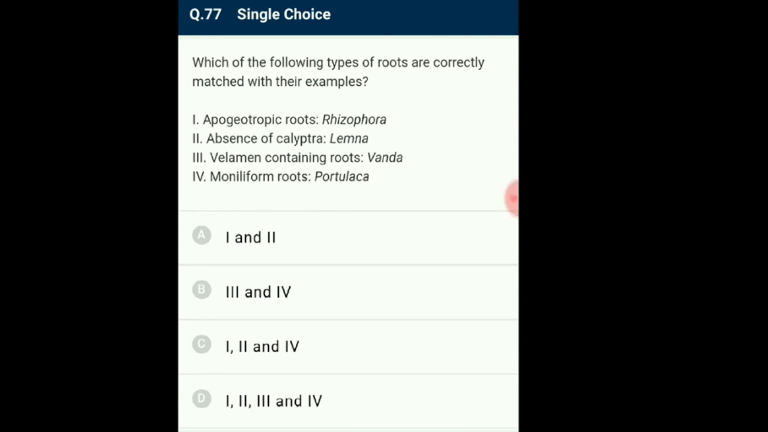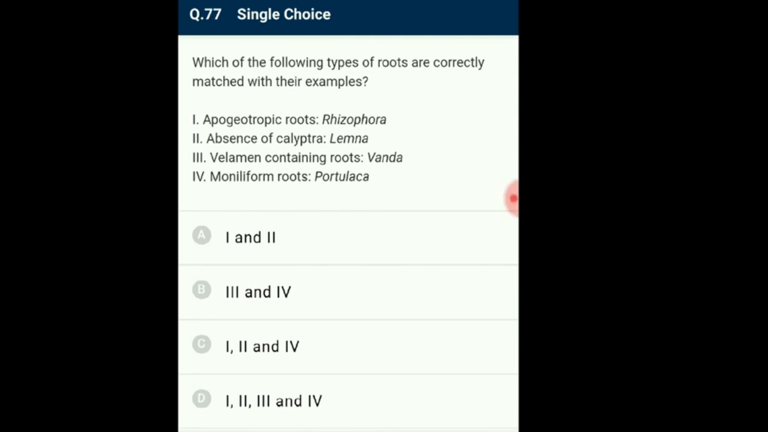Apogeotropic means negatively geotropic roots. They are seen in halophytes that grow in oxygen deficient soil. So the roots grow vertically upwards. They are also called pneumatophores. They are seen in Rhizophora, Sonneratia, Heritiera, etc.